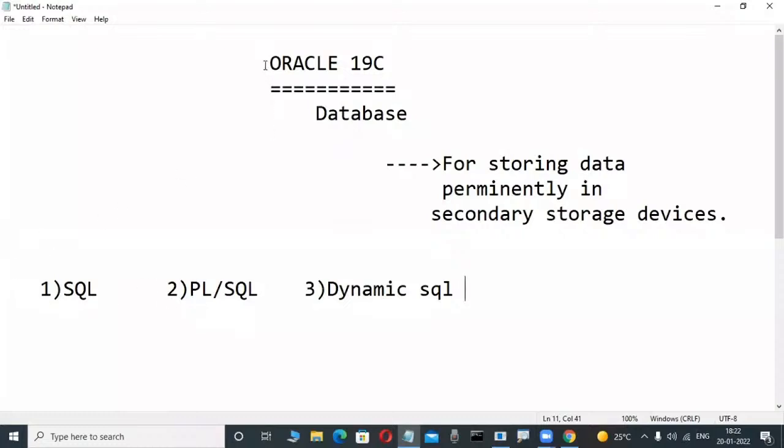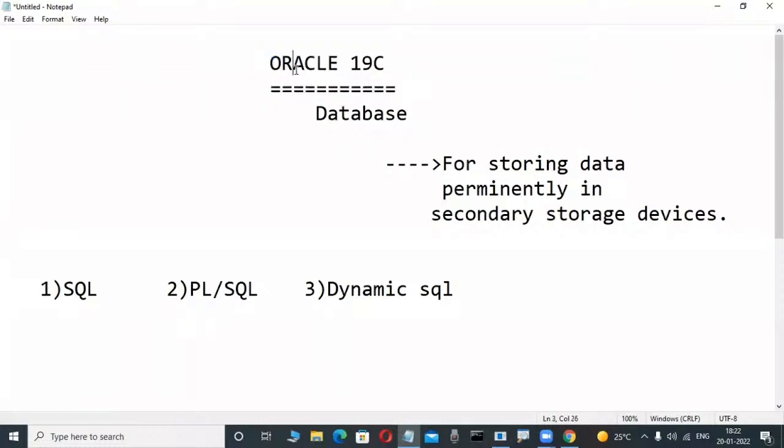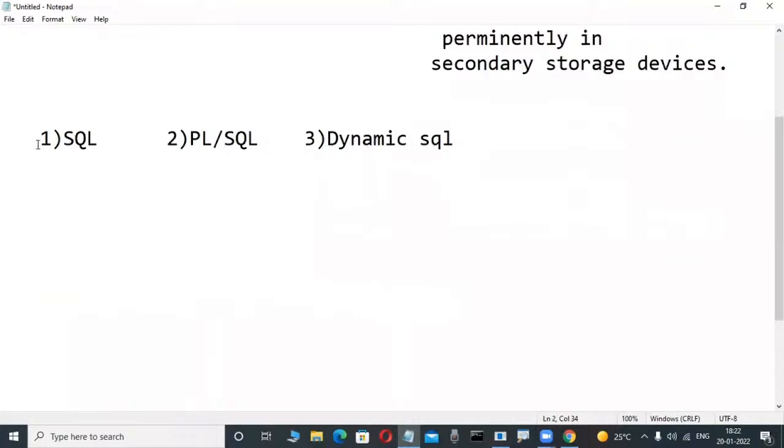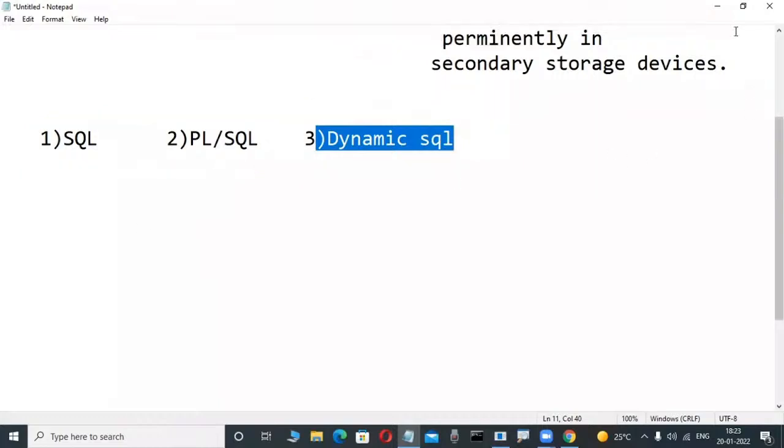That's why observe here, Oracle is a product from Oracle Corporation. If you want to operate this relational database product, which languages are we learning? One is the SQL language, another one is PLSQL, another one is dynamic SQL. These three languages we are learning in our course. Most powerful.